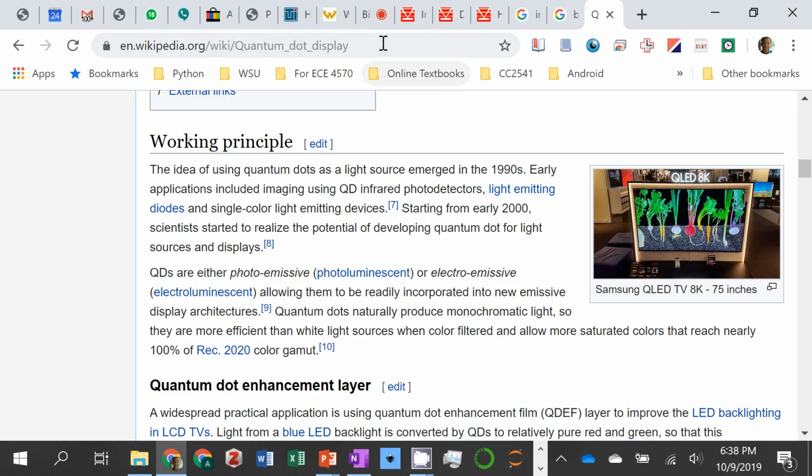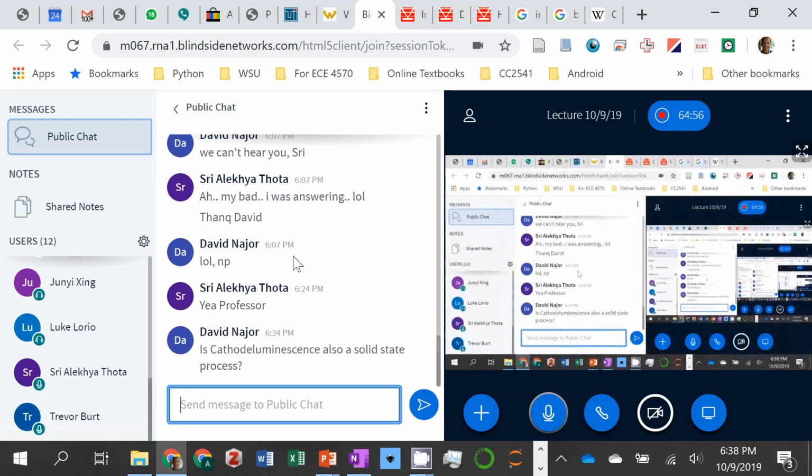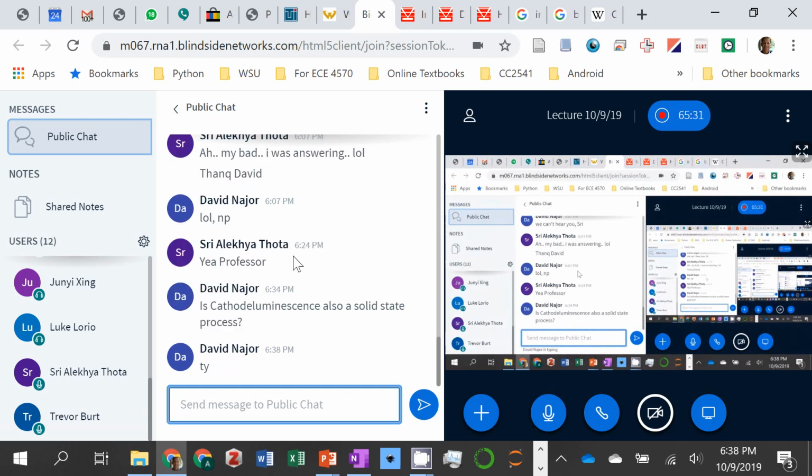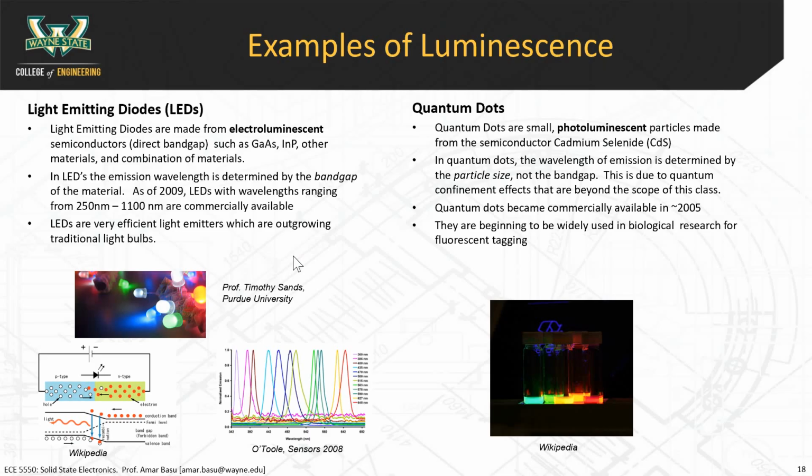I saw some questions, so let me take a look at that. David, is cathodoluminescence also a solid state process? Good question. I would say yes, because you're bombarding the solid state material with electrons. Those electrons are coming externally, but the process of light generation is happening in the semiconductor material through the same processes that I went over. So I would consider that a solid state process. Thanks for that question.